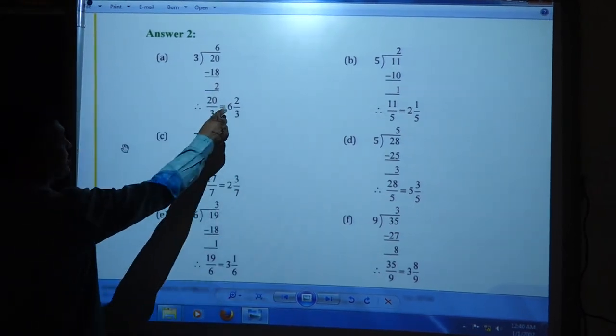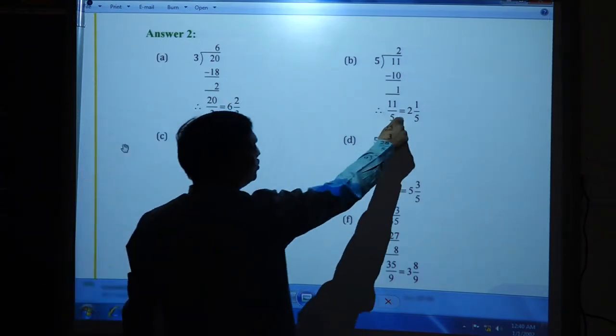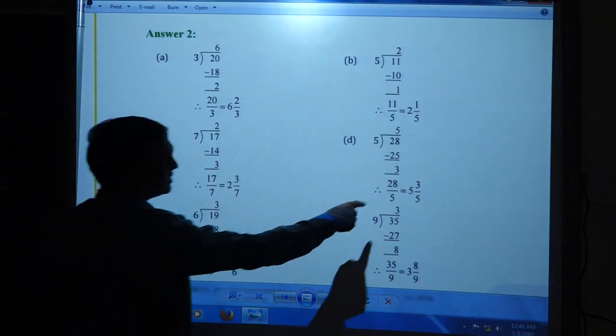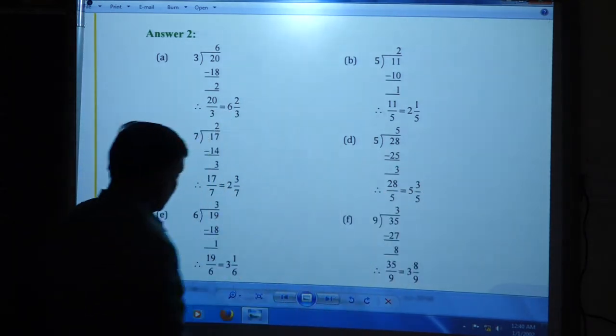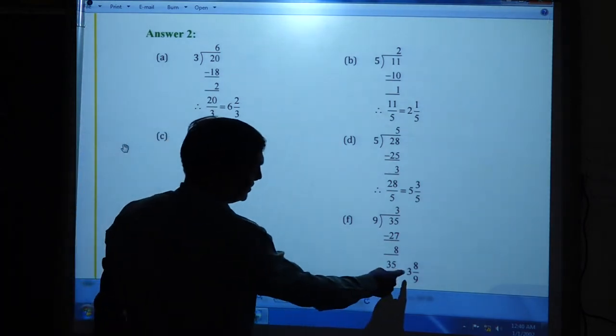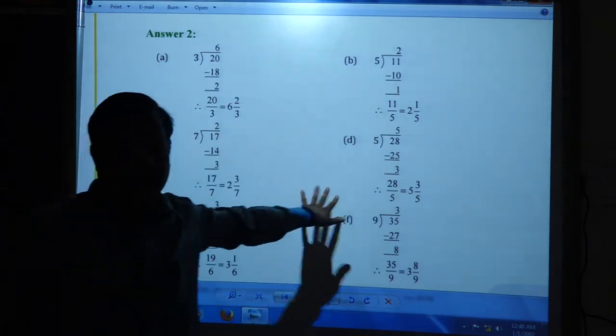The first answer, 6, 2 upon 3. Second answer, 2, 1 upon 5. Third answer, 2, 3 upon 7. Fourth answer, 5, 3 upon 5. Next answer, 3, 1 upon 6. And the last answer, 3, 8 upon 9. This is all I showed on the board. Next question.